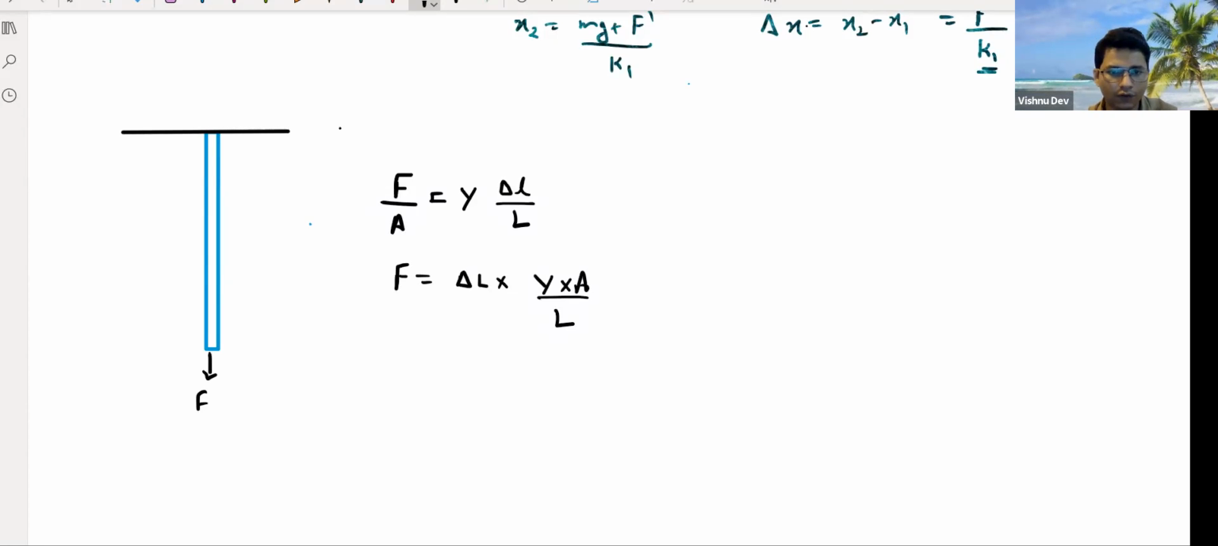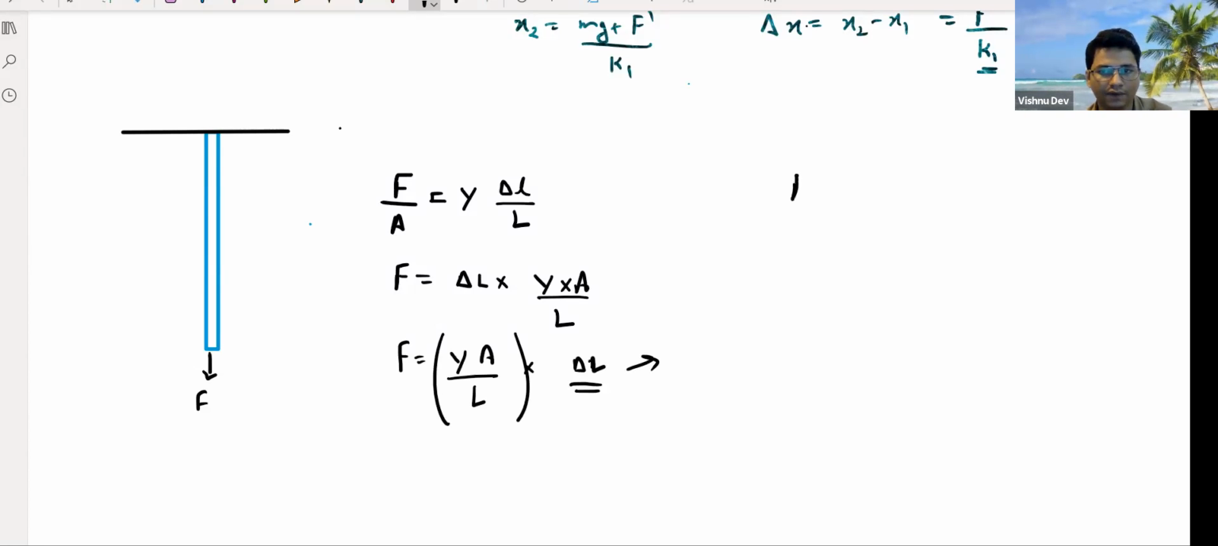Right? So if you see this, this whole thing is a constant for this object, this rod, right, it is fixed. Or I'll just write down this: F is equal to YA by L into delta L. Now, can I compare this with F is equal to minus kx? Or just take the magnitude.